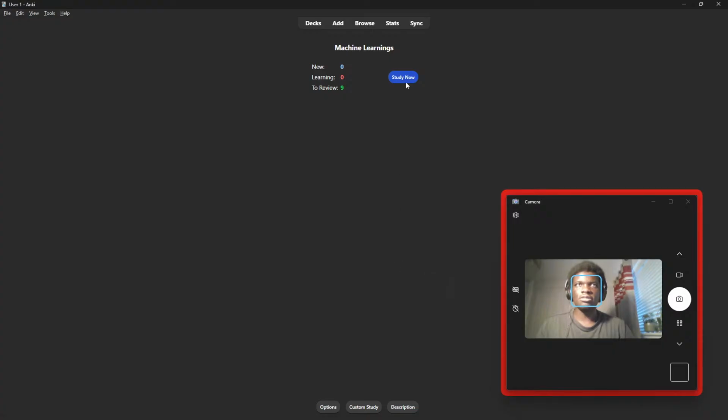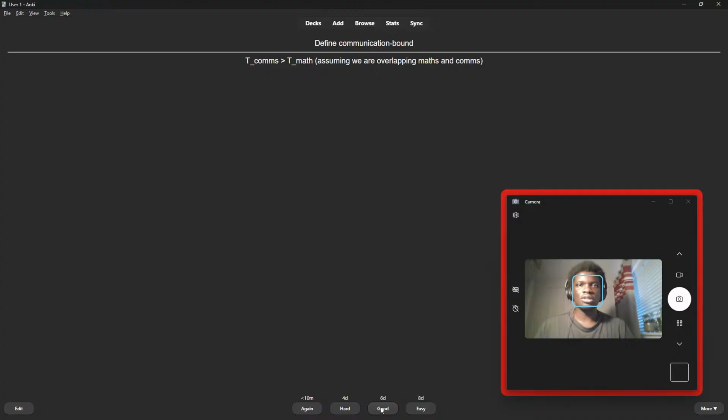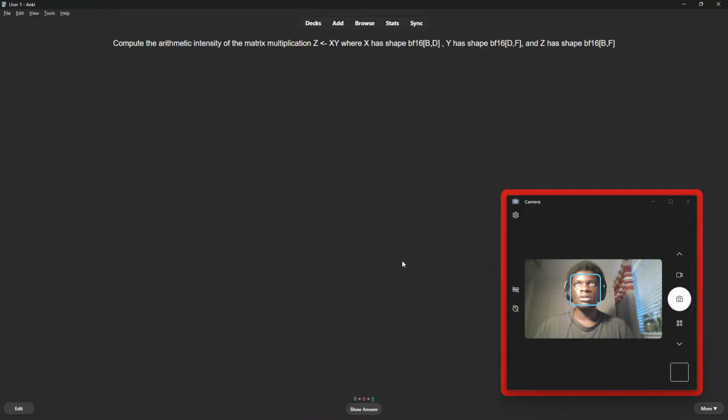Yeah, so flashcards first thing. Communication bound means that T comms is greater than T math. Compute the arithmetic intensity of this matrix multiplication.